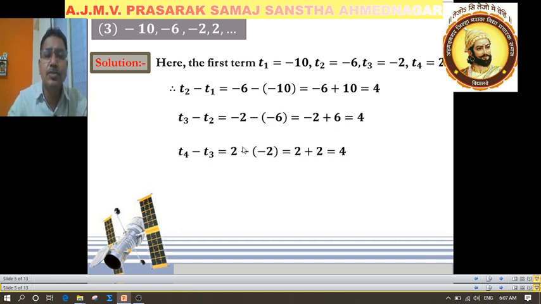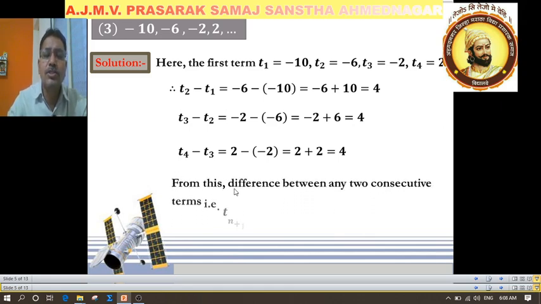Similarly, T4 minus T3 is equal to 2 minus minus 2, which is equal to 2 plus 2 is equal to 4. So observe that difference between any two consecutive terms is constant and that is equal to 4.